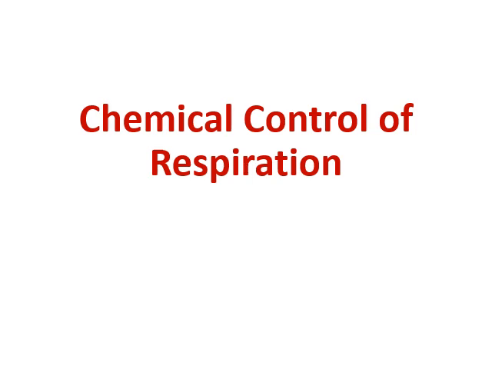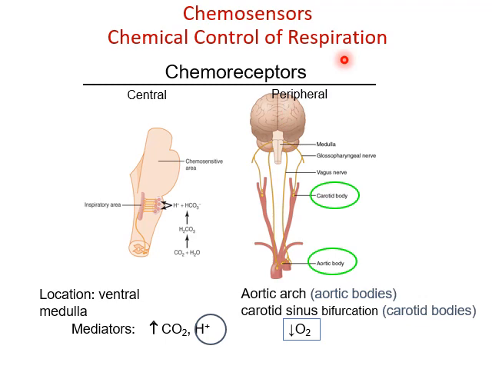some of them within the brainstem itself. Others are located in the bifurcation of the carotid artery or in the aortic arch. So when we speak about control, we have to start first with the chemoreceptors. First of all, we have central chemoreceptors, which are close by to the respiratory centers right there, and this is the inspiratory area, which is the dorsal respiratory group.